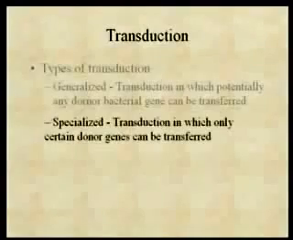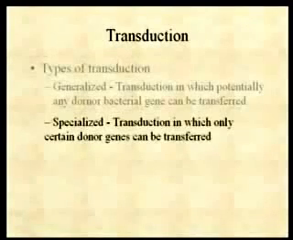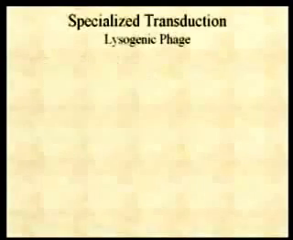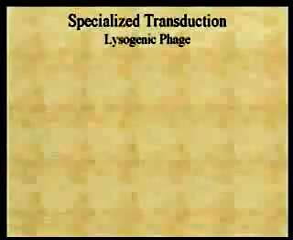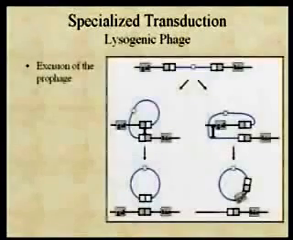Okay? The second type of transduction is referred to as specialized transduction. And this is transduction in which only certain donor genes can be transferred by the phage particle to the recipient, all right? And specialized transduction is mediated by lysogenic phages. So let's go back to our example of lambda.